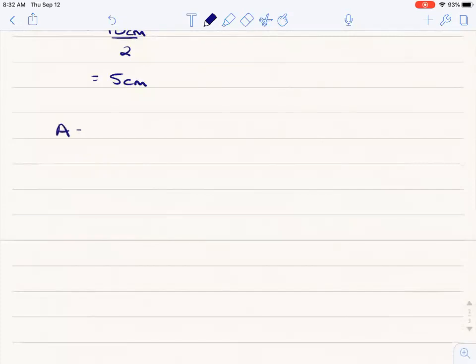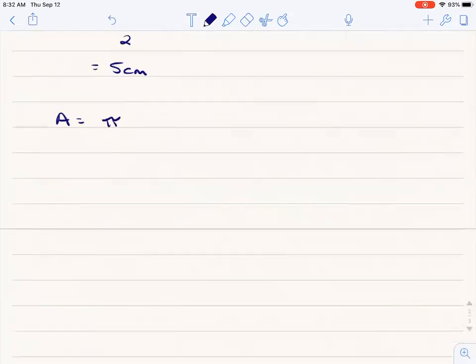Let's find the area. The area is pi r squared.